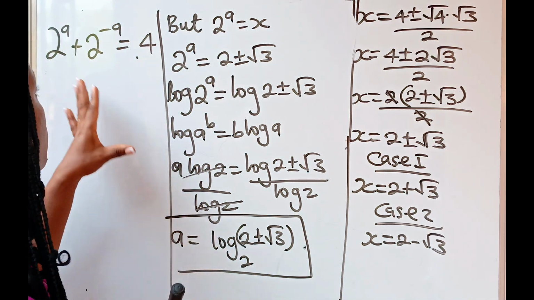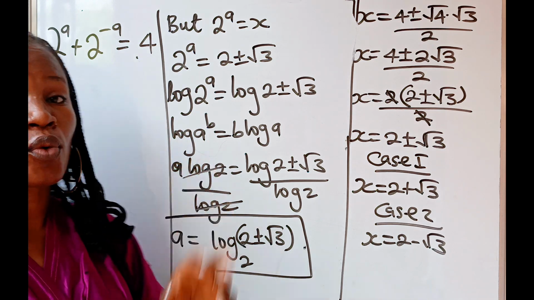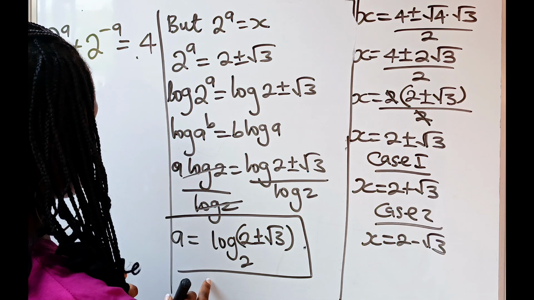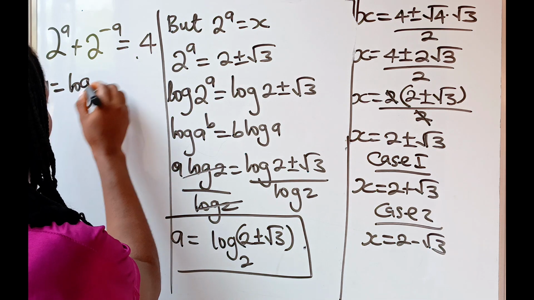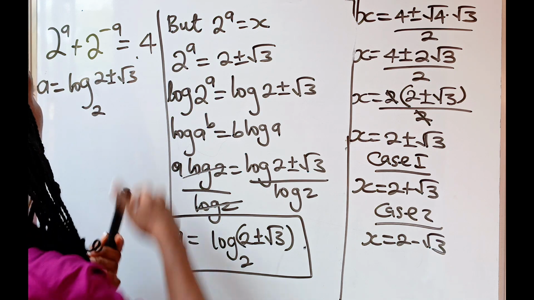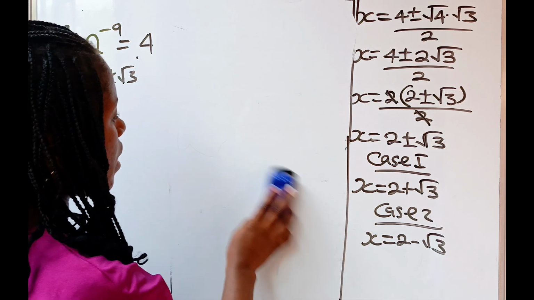Now, let us go ahead and substitute this value into this place to prove that the answer we got is correct. So I'll just write it somewhere that a is equal to log 2 plus or minus root 3 base 2. Now let us prove that the answer we got is actually correct.